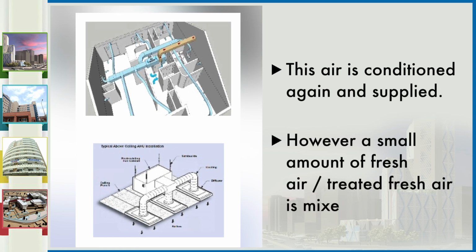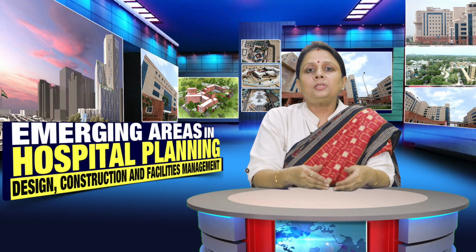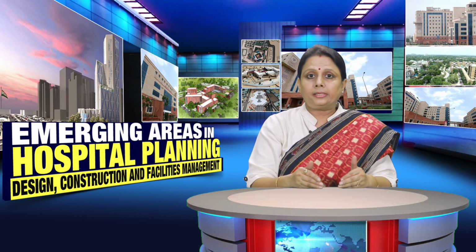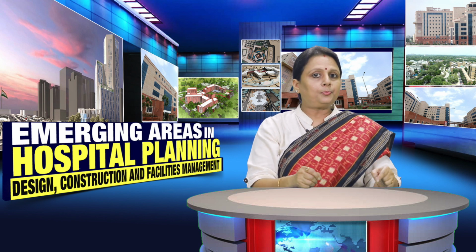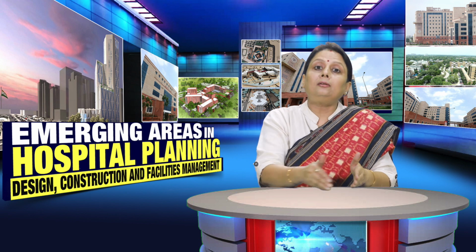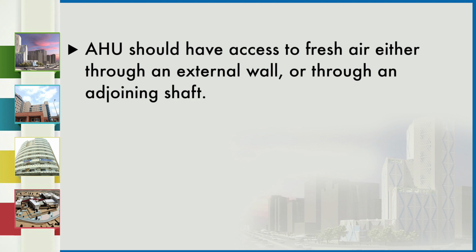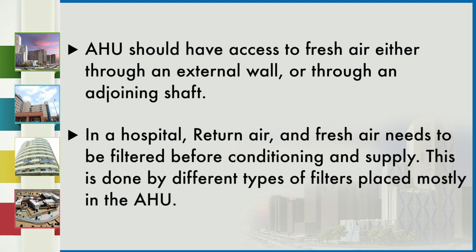However, a small amount of fresh air or treated fresh air is mixed in it. Now, how much fresh air is to be induced or how many air changes per hour is different from regular buildings, and in hospitals it is designed as per ASHRAE 170. The air changes per hour is different for each type of area within a hospital also. An AHU should have access to fresh air either through an external wall or through an adjoining shaft. In a hospital, return air and fresh air needs to be filtered before conditioning and before supply. This is done by different types of filters placed mostly in the AHUs.